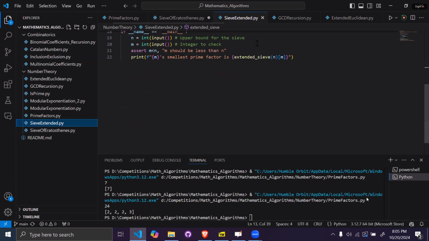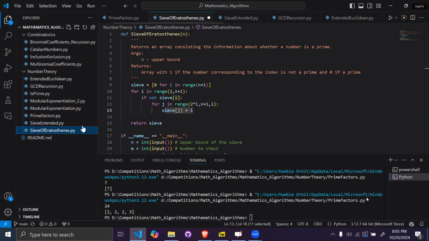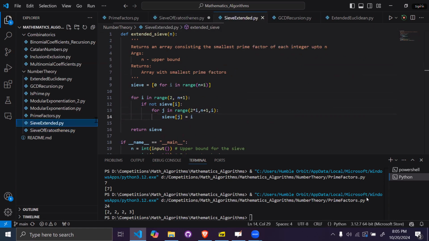In the extended version, we do the same thing, but here we set it to the value of the prime, set it to I instead of 1. Here you can see we set it to 1. Here you can see we set it to I.